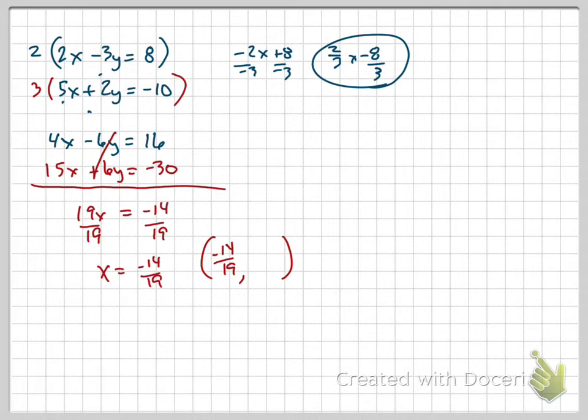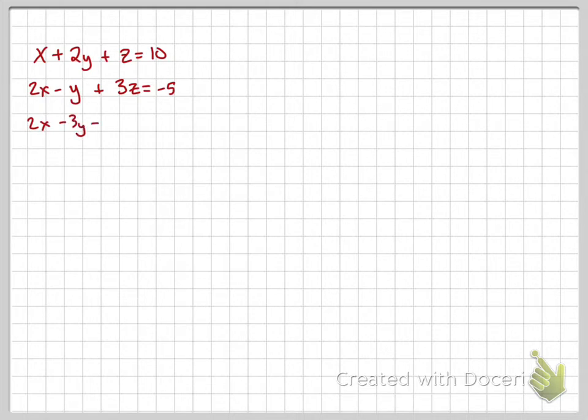But wait. Pause for 1 second. What if I give you something like this? x plus 2y plus z equals 10. And then I give you 2x minus y plus 3z equals negative 5. And then I give you 2x minus 3y minus 5z equals 27. If there's 3 variables, guess how many equations you're going to have? 3. If there's 2 variables, how many equations are you going to have? 2. Now, does anybody recognize this? Did Haddock have you do this in Algebra 1?